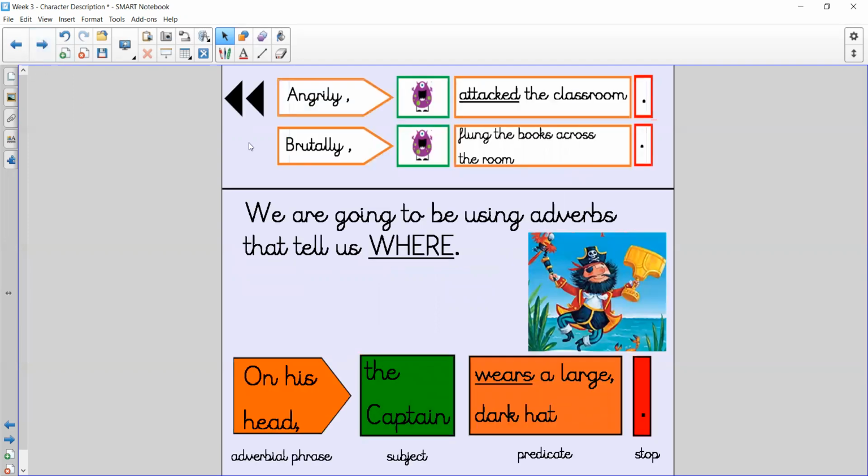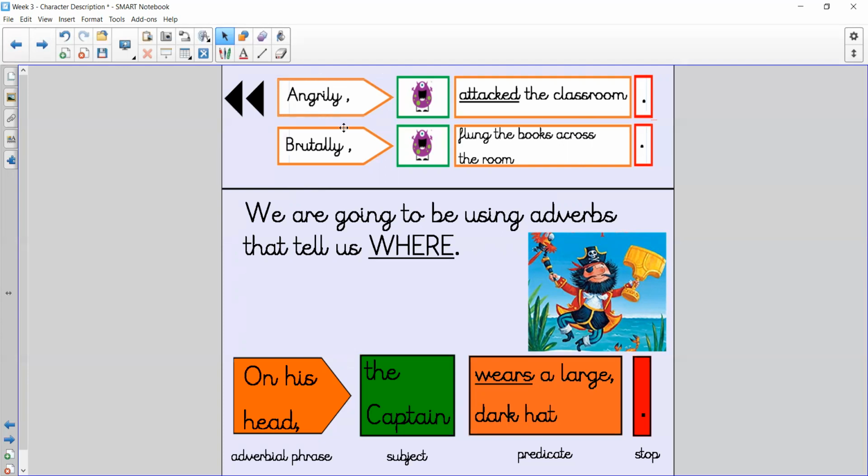Now, as I've mentioned, these adverbs are something that we've already looked at before. So I've just done a little rewind here at the top to our sentences that we created when we were doing our book all about monsters, the Monster Zoo book. So there were two here. Angrily, the monster attacked the classroom. Brutally, the monster flung the books across the room. Now you remember we had a monster attack in our school and they trashed our classrooms. Hopefully you'll be able to remember that at home.